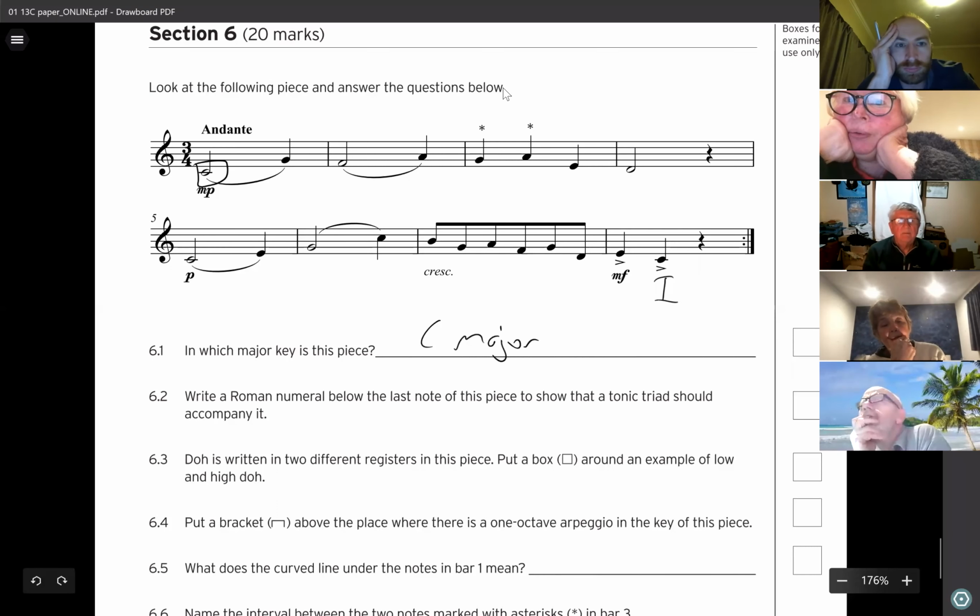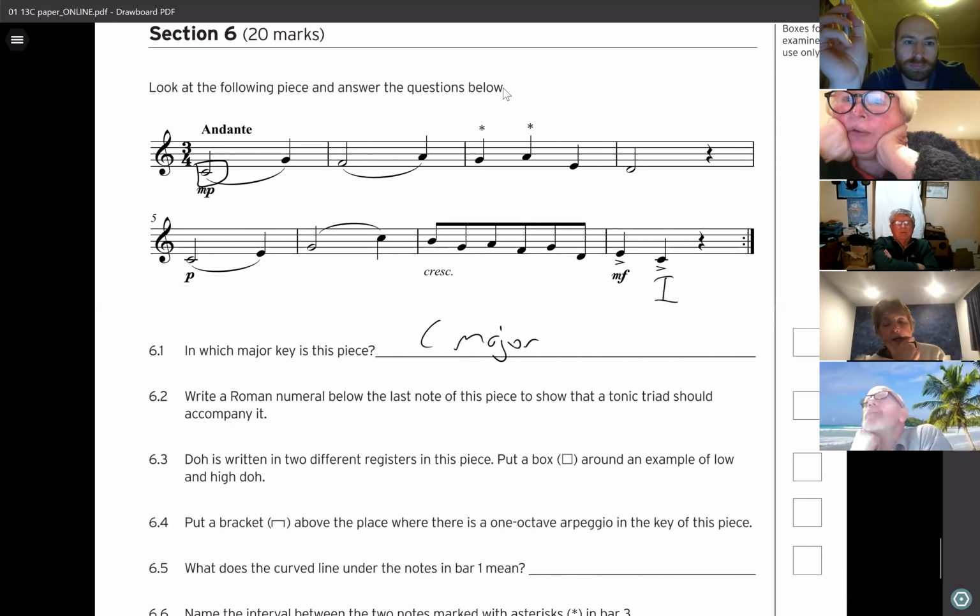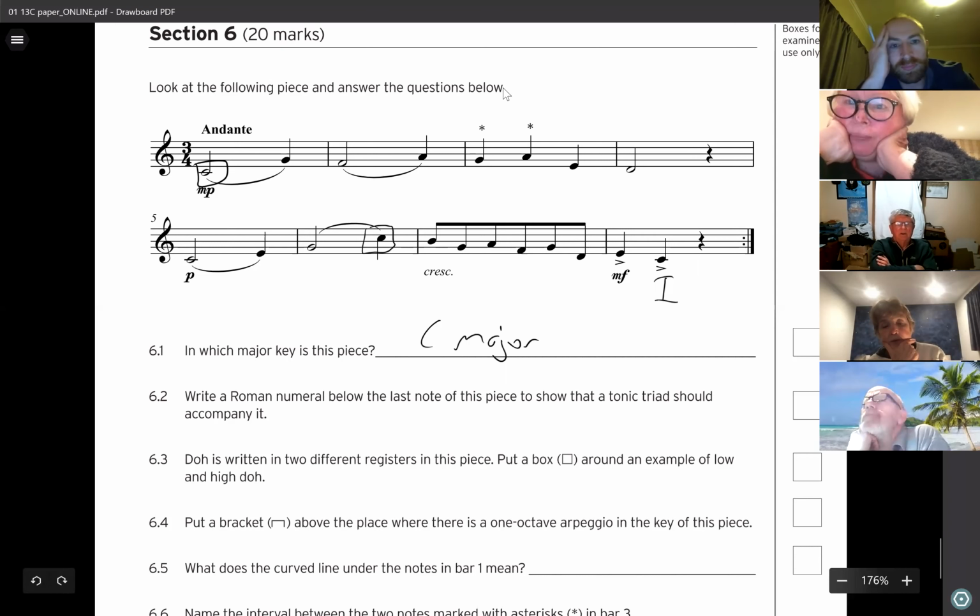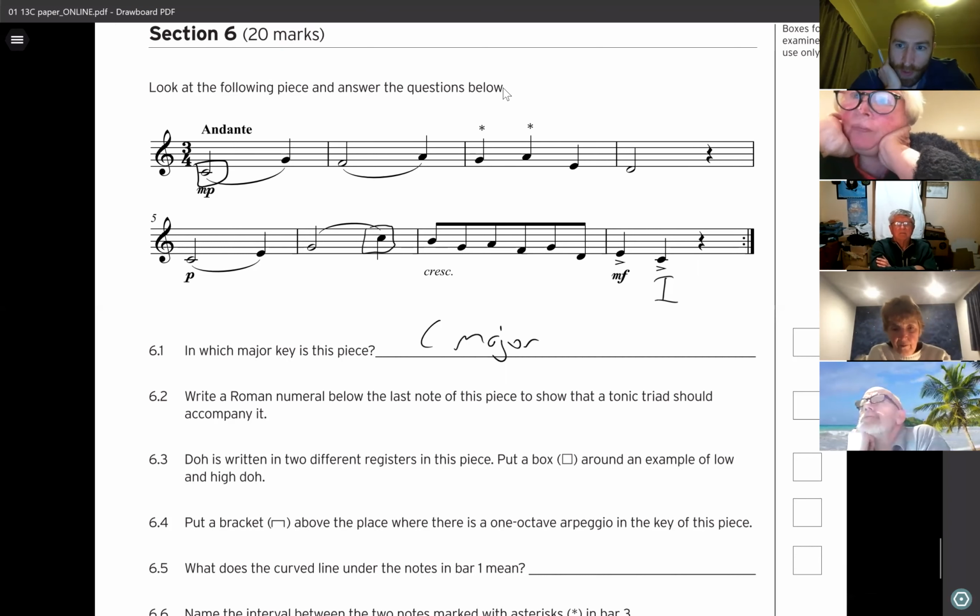Well, the highest note is the high C in the second bar. That's it. Okay, so that's what you would have to do for that one. There are plenty of low do's, but there's only one high do. So as long as you got that one, you can use any of the other low ones.